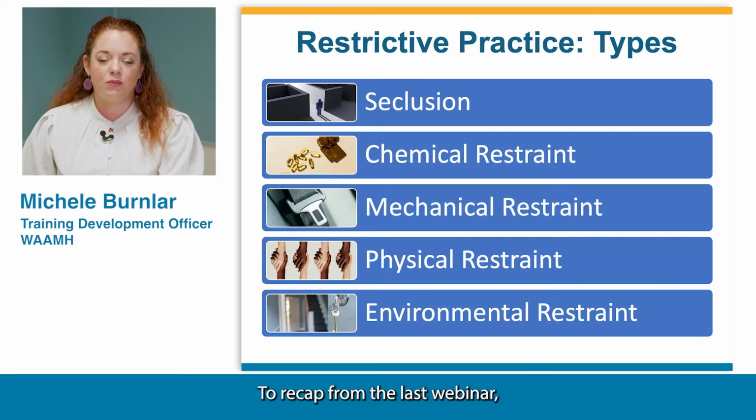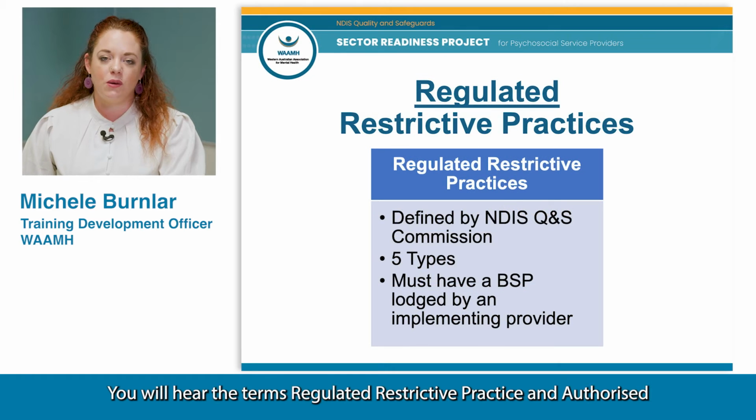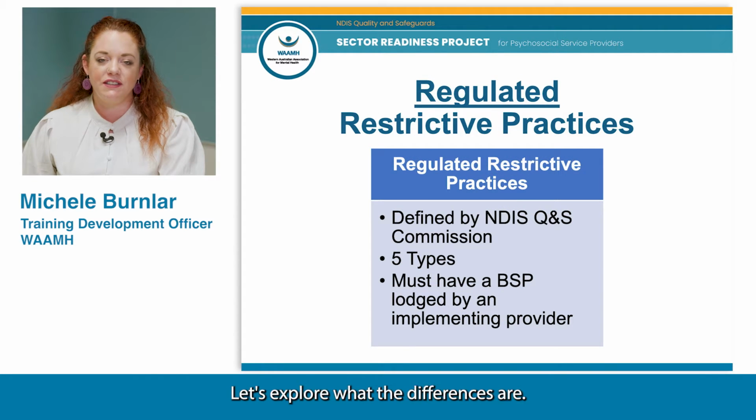To recap from the last webinar, there are 5 types of restrictive practices: seclusion, chemical restraint, mechanical restraint, physical restraint, and environmental restraint. You will hear the terms regulated restrictive practice and authorised restrictive practice. Let's explore what the differences are.